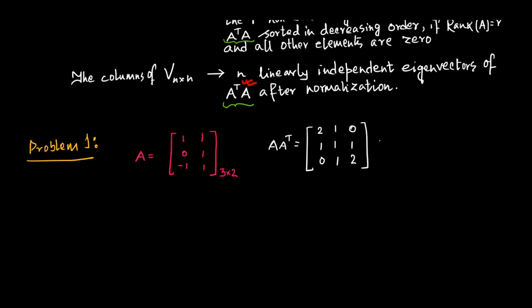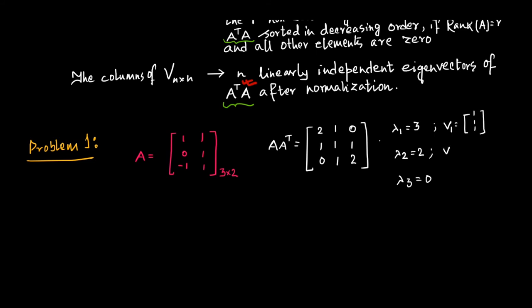And so the eigenvalues of A into A transpose will be lambda 1 equals 3, one eigenvalue, lambda 2 equals 2, another eigenvalue, and lambda 3 equals 0, another eigenvalue. So these three will be the eigenvalues of A into A transpose. And if we find the eigenvectors corresponding to lambda 1 equals 3, one eigenvector can be written as 1, 1, 1.